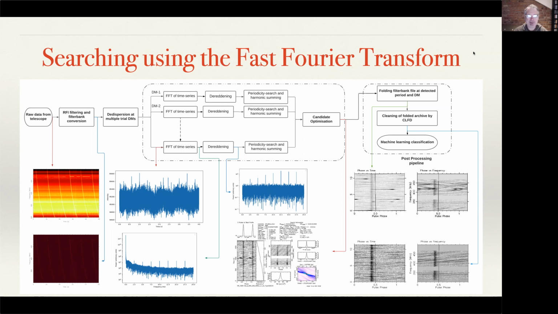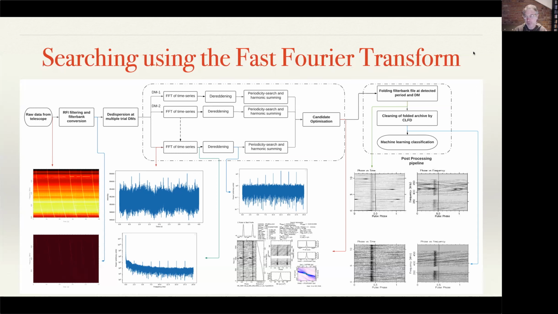And normally you would expect that when you do the fast Fourier transform, which I hope you are familiar with, if you have a sinusoidal function, then you would expect to see a peak in the Fourier spectrum at the frequency of the pulsar. And remember, the frequency is equal to 1 over the period. So if we have a pulsar with a period of 1 second, then we would expect to see a peak in the Fourier spectrum at 1 hertz.